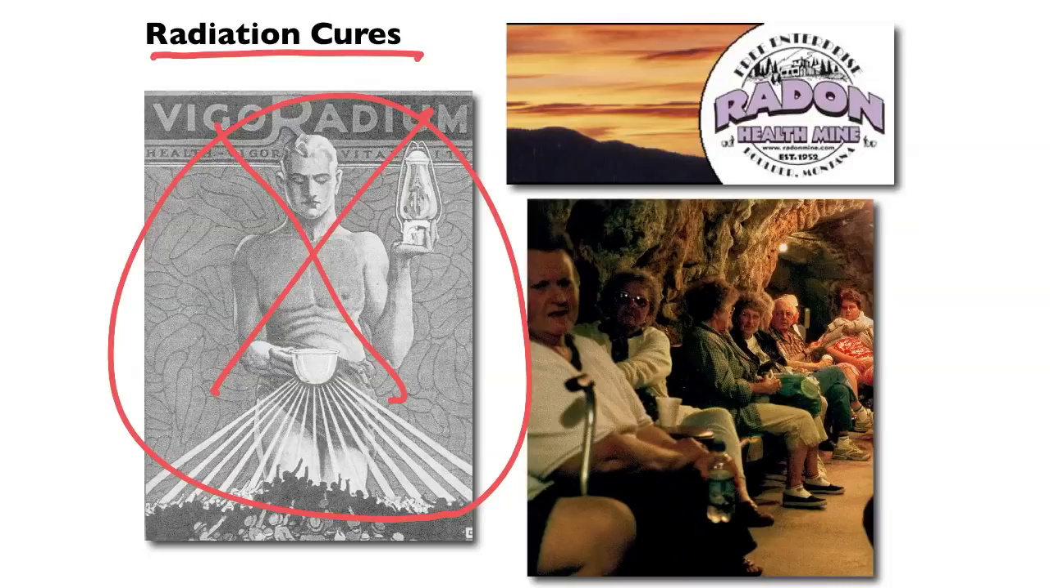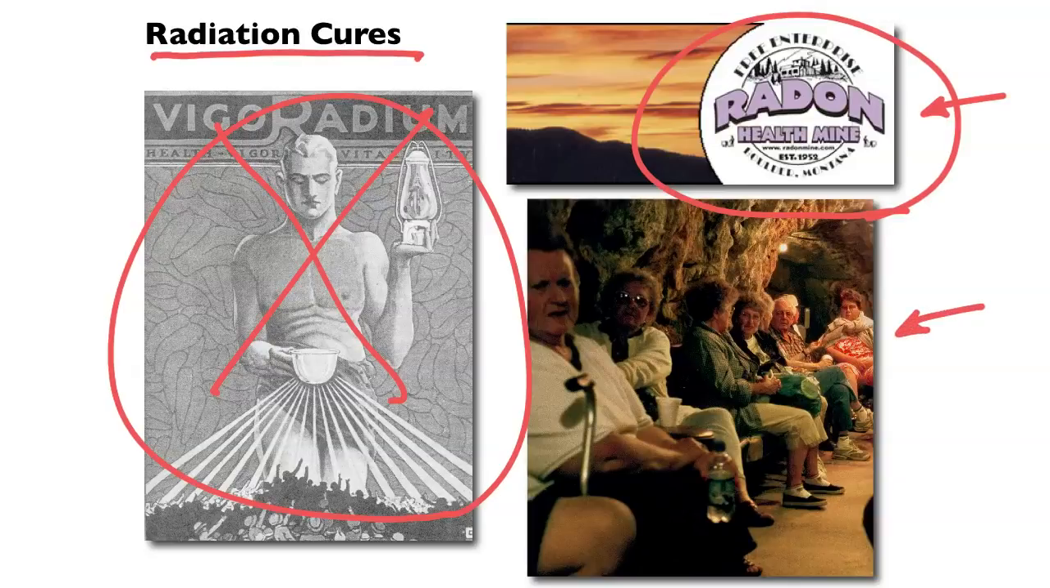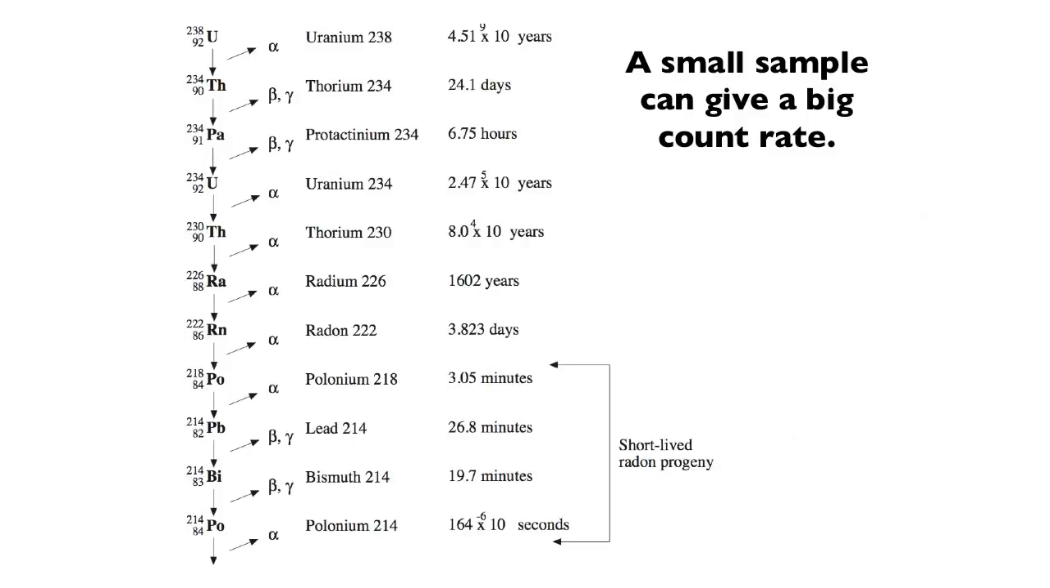Now, it turns out there's still some belief in this which persists. You can go up to Montana and hang out in the Free Enterprise Radon Health Mine, and there's this theory that exposure to a small amount of radiation will stimulate your immune system or something like that. Probably nothing to it. But on the other hand, hanging out with a bunch of like-minded folks in a cavern might be a pleasant way to while away an afternoon. It's probably not going to damage you, because the amounts of radiation people are exposed to are relatively small. But I don't think that's a good idea.